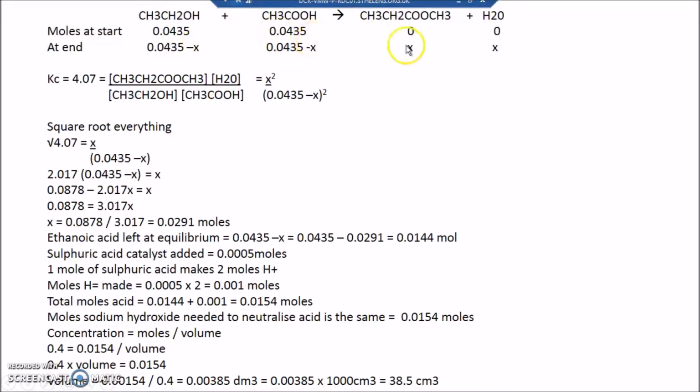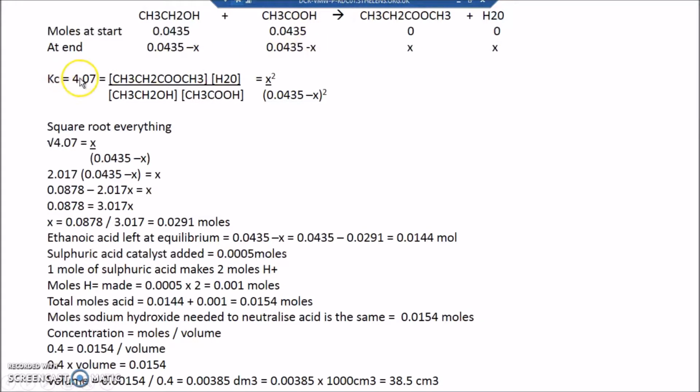Now, it doesn't tell me how much ethyl ethanoate and water I make, so I'm going to call that X. Now, 1 mole of ethanol reacts with 1 mole of ethanoic acid to make 1 mole of ethyl ethanoate and 1 mole of water. So whatever amounts I make, X, that's the amount that's used up. So if I had 0.435 of this at the start, I've used up X number of moles of this to make X number of moles of ethyl ethanoate and X number of moles of water. And similarly here, I've used up X amount of those.